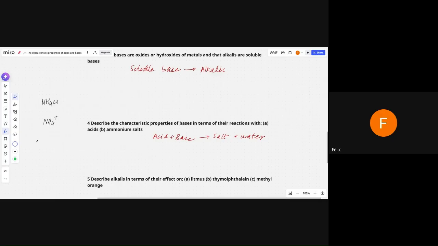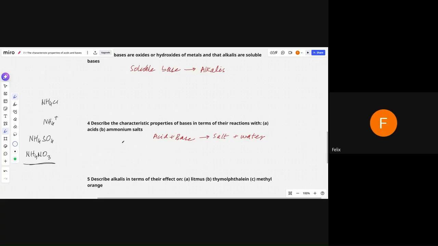Or we can have ammonium sulfate. These are all ammonium salts, right? Or we can have ammonium nitrate, and things like these. So that was acids and bases.